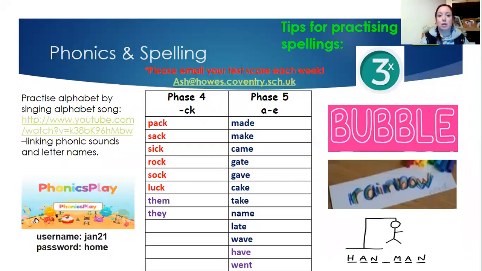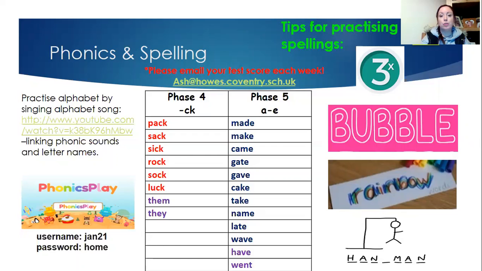Okay. So the first thing that I'd like you to do is to think about phonics and think about spelling. So I've put the link on the screen here for the alphabet song that we sing in class, practicing and linking the letters with the sounds, the letter names and the phonic sounds, okay? I've also put some spellings for phase 4 and phase 5.